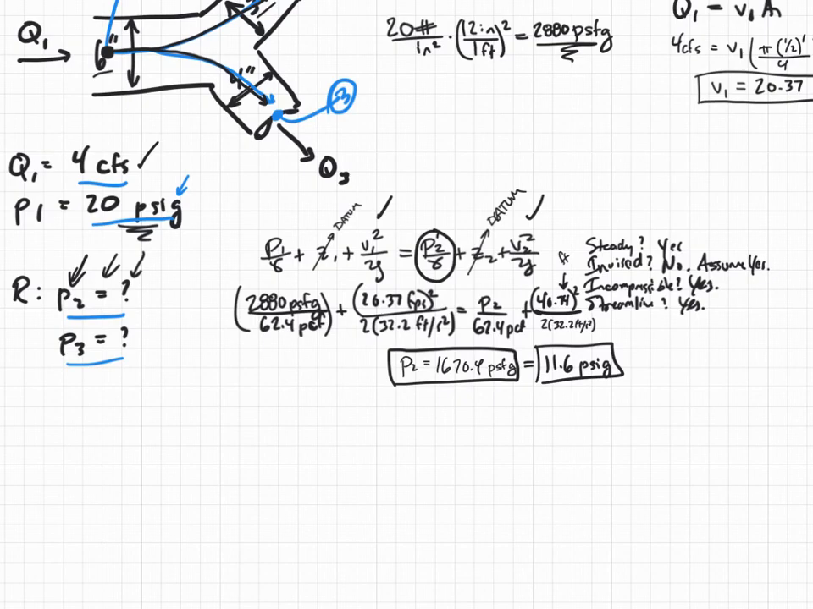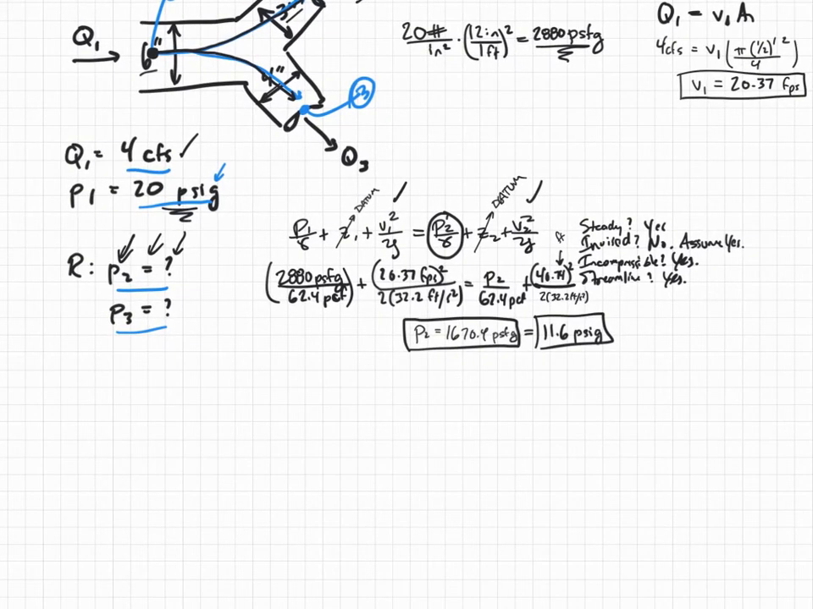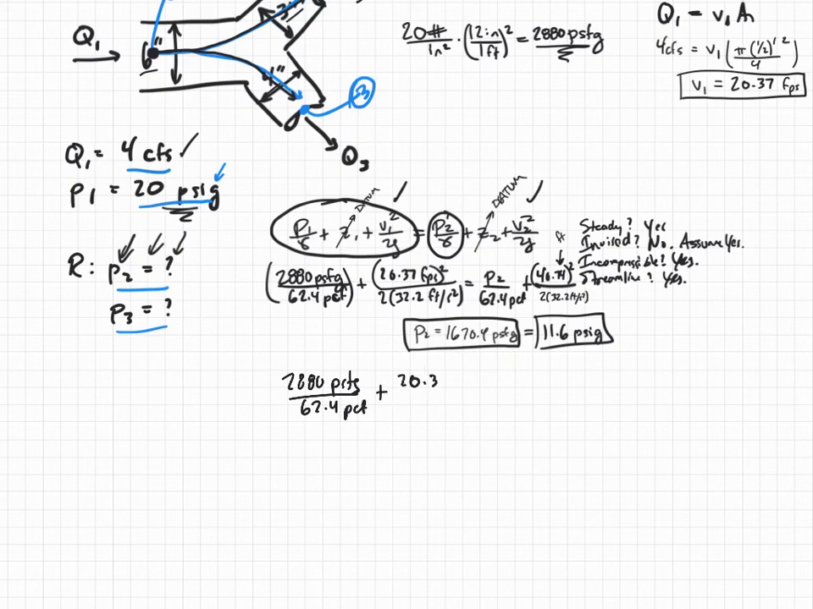Okay, so now we need to get P3, noting that essentially we have almost the exact same equation. Now what I want to do here is note that everything on the one side is going to be exactly the same. So let's do this. Nope, it doesn't like that. I was hoping to be able to copy and paste, but let's see what we can do. So 2880 PSFG over 62.4 PCF. Notice it's the same point, so there's no reason to reanalyze everything.